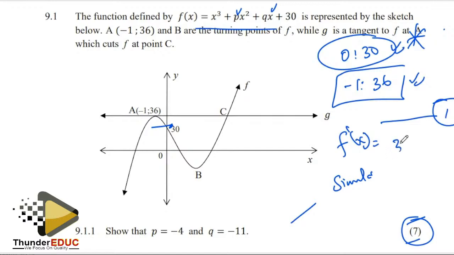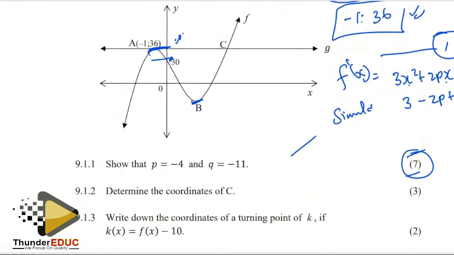Then that's going to be 3x squared plus 2px plus q. And then we know that this first derivative is going to be equal to 0 because it's a turning point, and the gradient at the turning points will always be 0. Then x is -1. Then you substitute -1 here. So it's going to be 3 minus 2p plus q is equal to 0. So you can create another equation from here. And then you solve the two equations simultaneously. Your p's and the q's must come out.